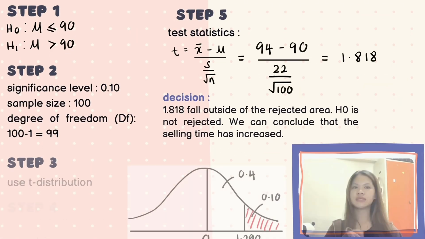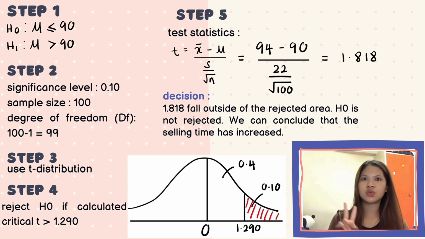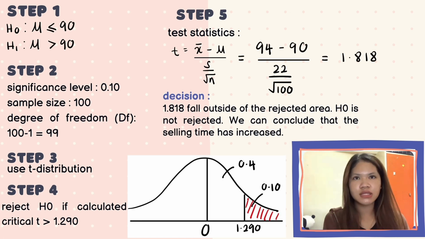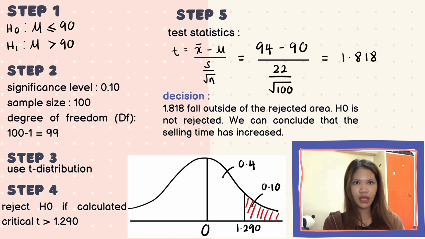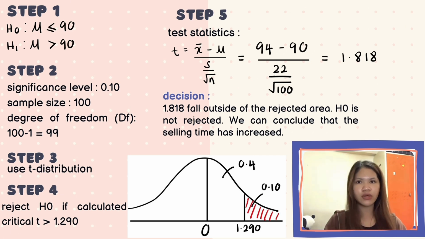For this question, step 1, we must determine that H0 is population mean less than or equal to 90 and H1 is population mean more than 90. Step 2, set the significance level at 0.10. Determine the sample size, which is 100, giving us 99 degrees of freedom. Step 3, use the t-distribution for the analysis.